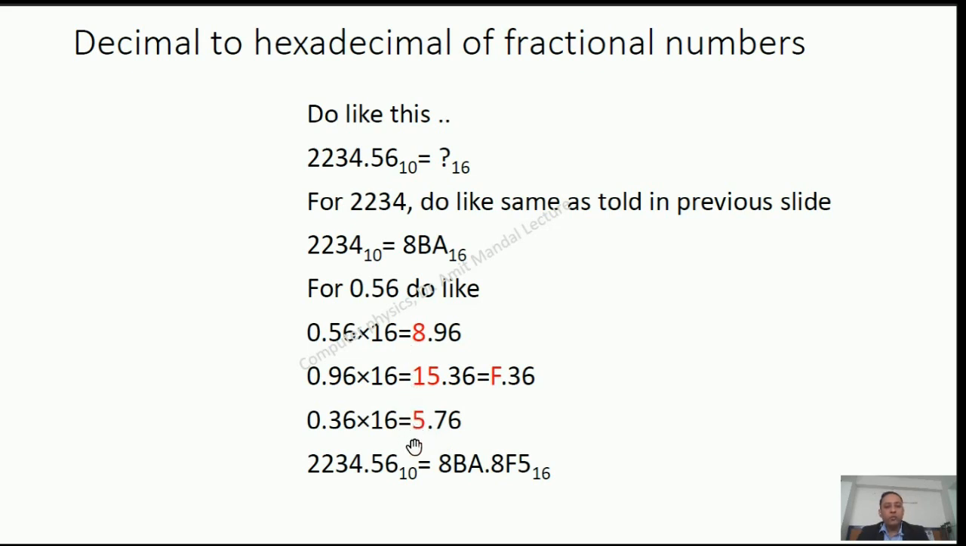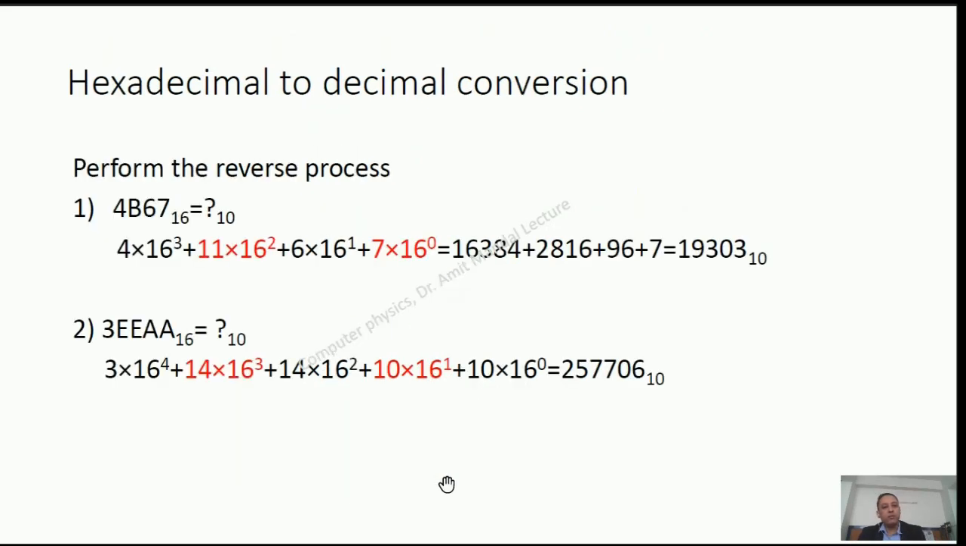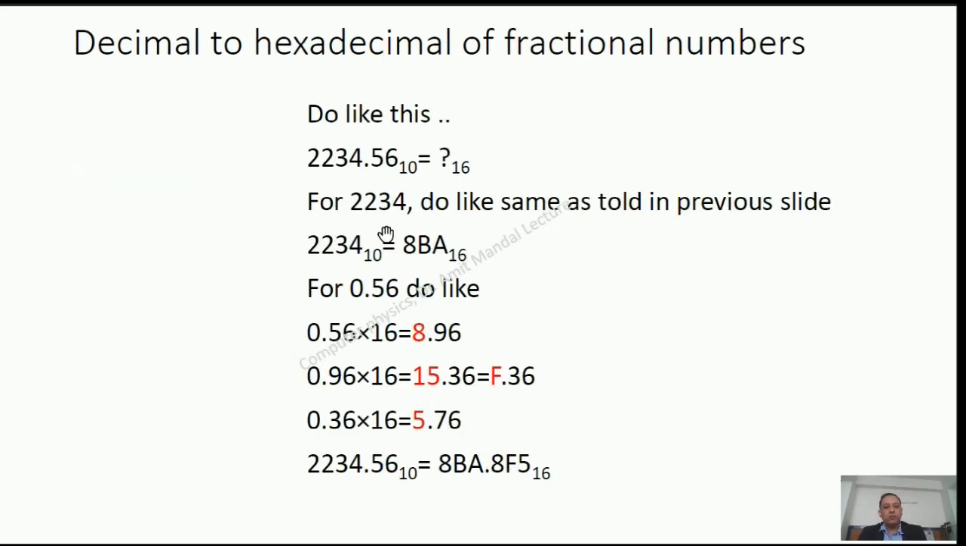Now you can carry on this process, meaning even after this you can do 0.76 into 16, but it depends on how many digits you want to keep after the point. Suppose I want to keep only 3 digits, so I can stop here. So for 2234, the hexadecimal is 8BA, so 8BA point 8F5, like this. So this is the hexadecimal representation of the number 2234.56. So you would have learnt about this. You can exercise some more examples on your own.